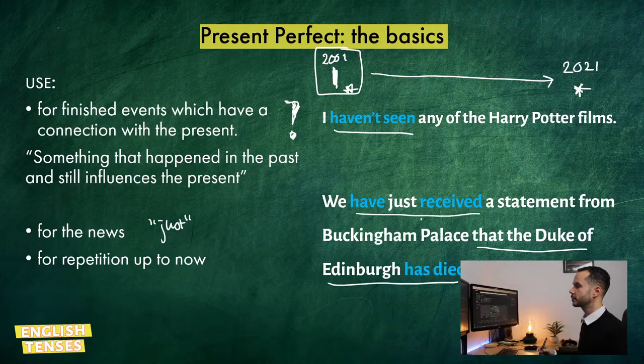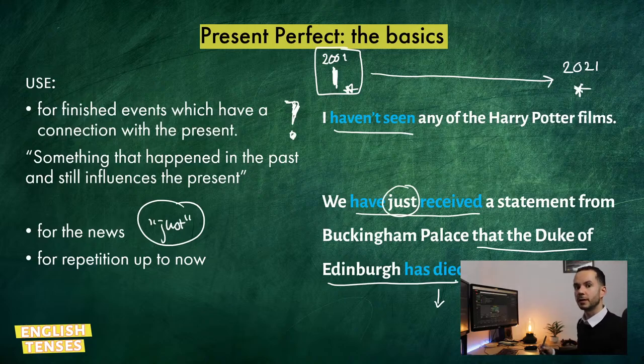So the news anchor tells us that they have just received, which is related to the word just. Remember when I said it was related to the word just? A statement from Buckingham Palace that the Duke of Edinburgh has died. Now, this is not that he has just died, right? It's not that he literally 2 seconds before had died. But because it's news, because it's the first time we're hearing about this, we use present perfect. So it's the first time we hear about something, we use present perfect.